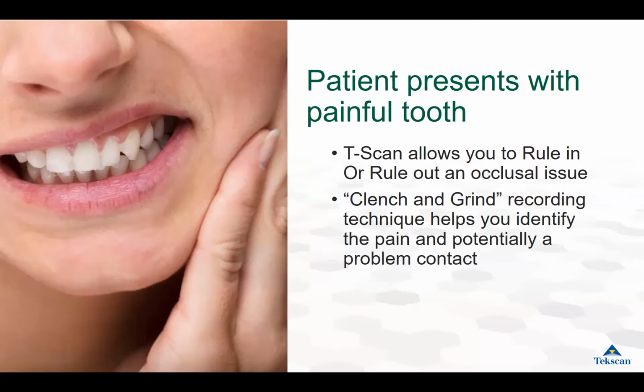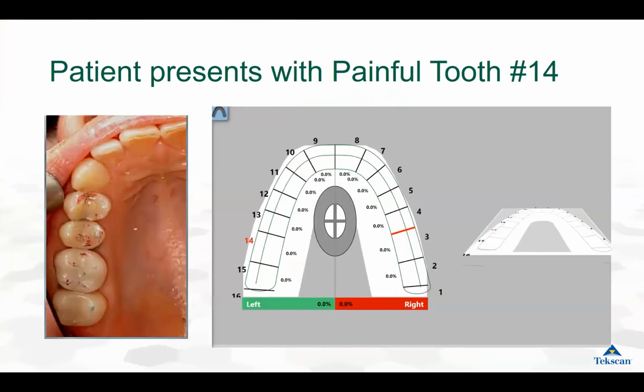Patients calling into your practice for this, it can be disruptive to the day. It's frustrating for you. It's frustrating for them, especially when the problem is hard to identify. So what we can do is we can take what's called a clench and grind movie on T-Scan Novus Core, and it allows you to easily rule in or rule out it being an occlusal issue. Let me explain how that works. So you can instruct the patient to close down on the sensor and then slide right and left. Let me play this.